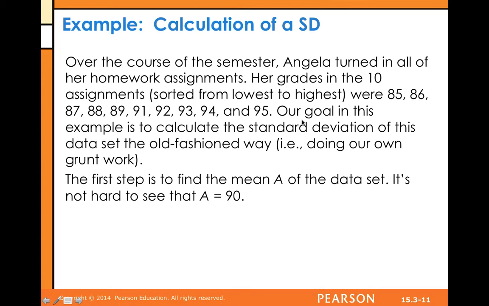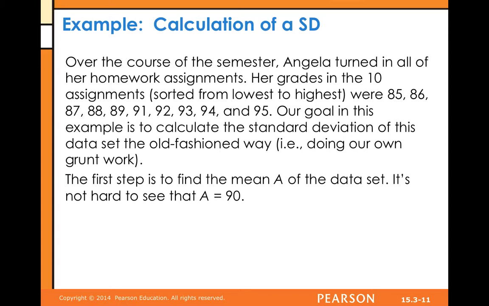Okay, so let's do an example. Over the course of the semester, Angela turned in all of her homework assignments. Her grades in the 10 assignments, and we've already sorted them, go from 85 to 95, right? So the range here is 10. We get that immediately. Our goal in this example is to calculate the standard deviation of this data set. And let's just do it by hand, essentially.